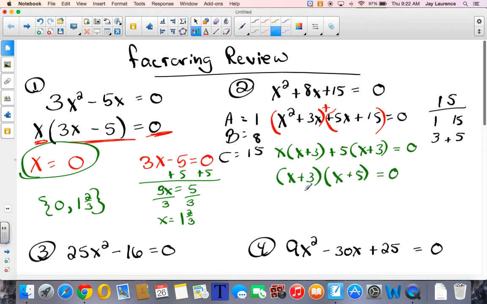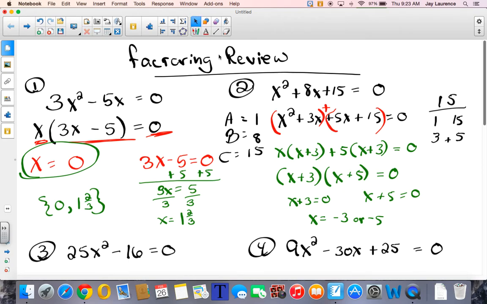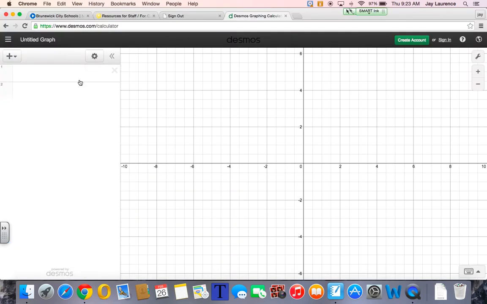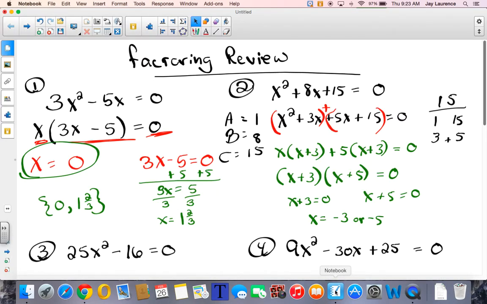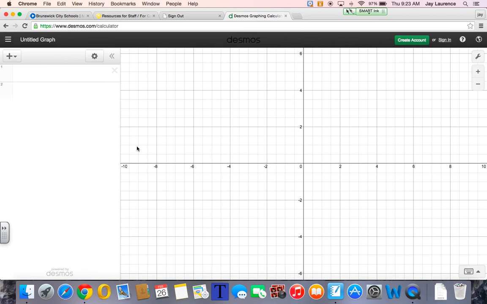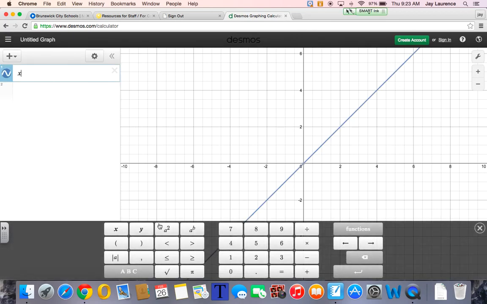Now I have to solve this one, and I'll get x plus 3 equals 0, and x plus 5 equals 0. And sure enough, x is going to equal -3 or -5. Now, if I go graph it, that means this parabola is going to cross at -3 and -5. And just to demonstrate it again, let me get in arrow mode. There we go. Oh, I forgot the equation. What was the equation? It was x squared plus 8x plus 15. Okay, got it. So, right there, I need an x squared, a positive 8x, and then a positive 15.